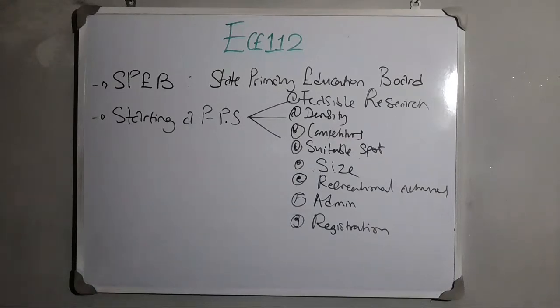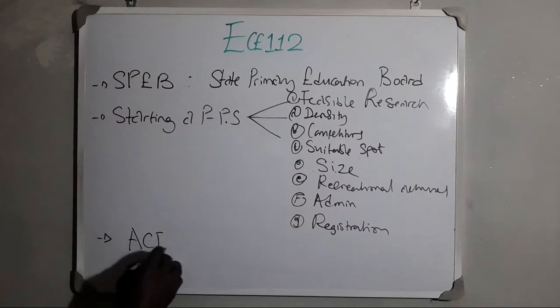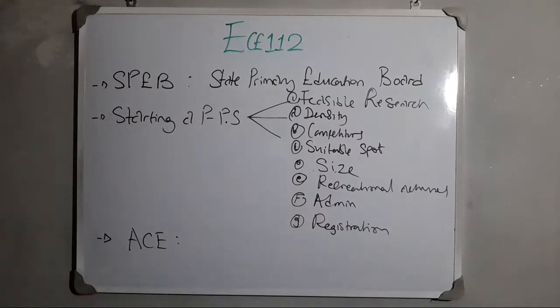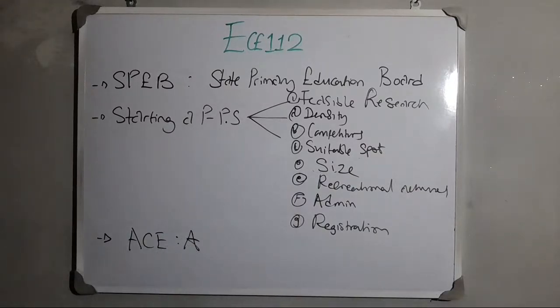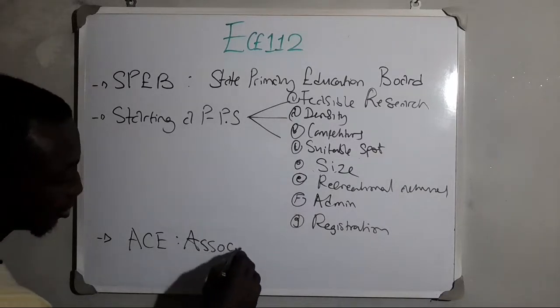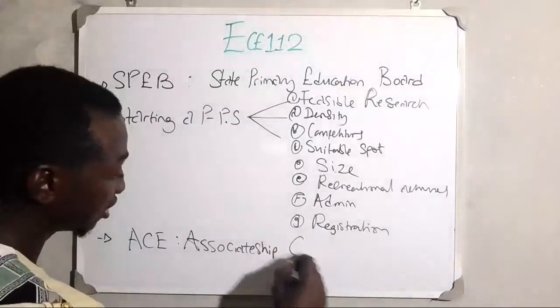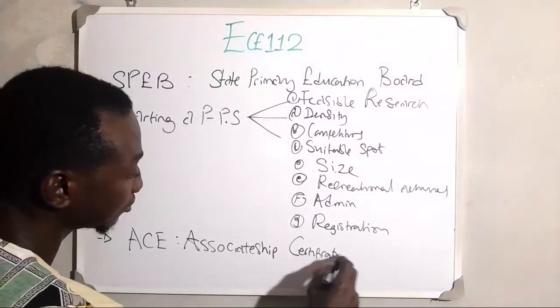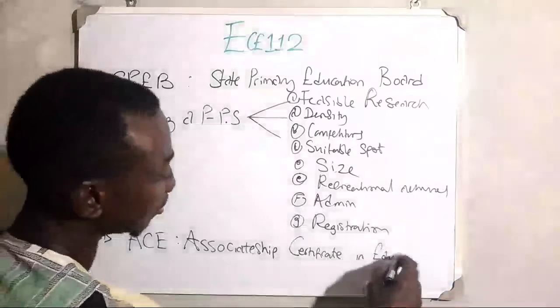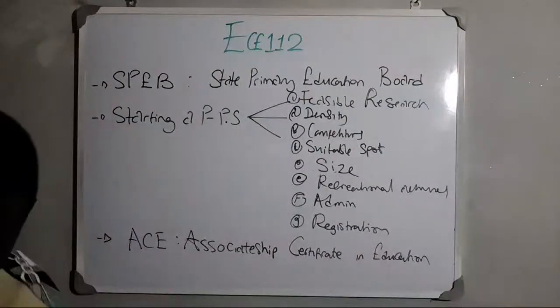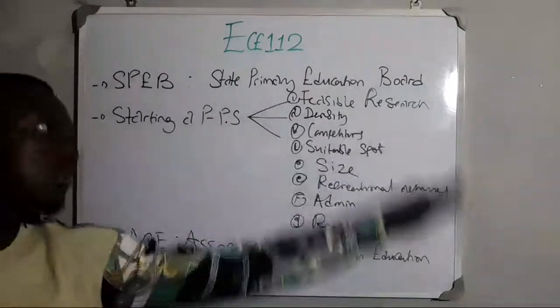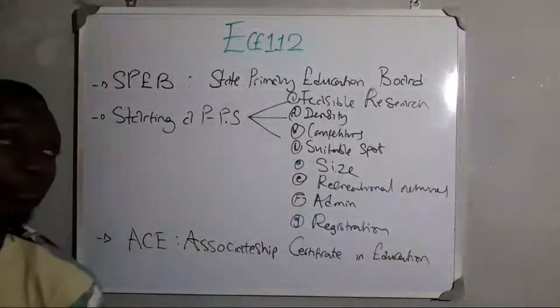And let's also pay attention to this abbreviation, ECE. It is said to be Associateship Certificate in Education. As you can see, these are the things you need to observe when you intend to start a primary school.